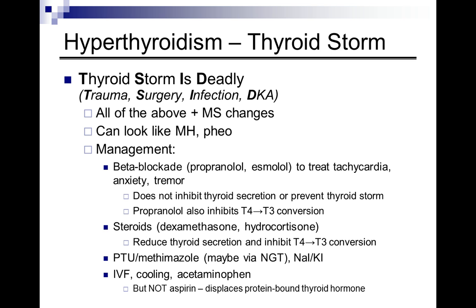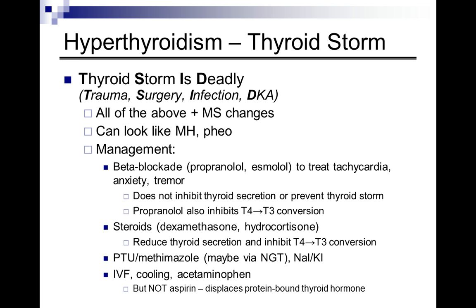The advantage of esmolol over propranolol is it's shorter acting and more titratable, and it may be a better choice in patients who have heart failure. Another drug to get on board early would be steroids, most commonly dexamethasone or hydrocortisone. These do seem to reduce secretion of thyroid hormone, and they also inhibit peripheral conversion of T4 into T3.